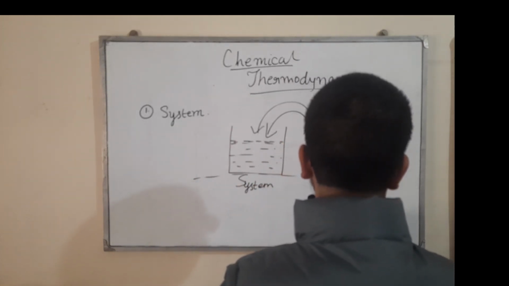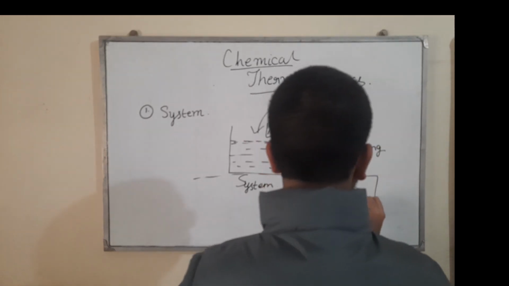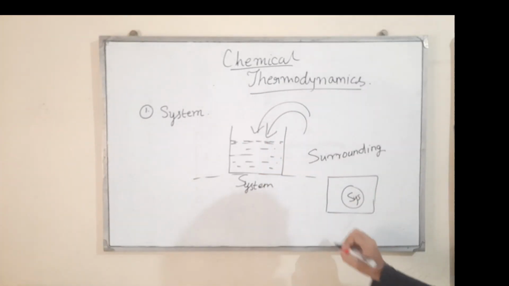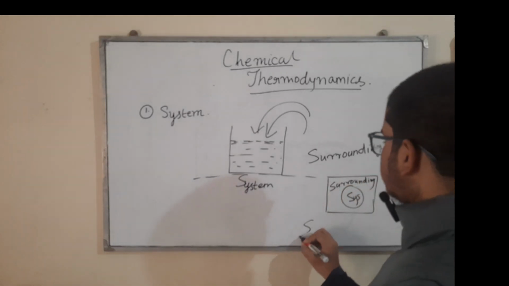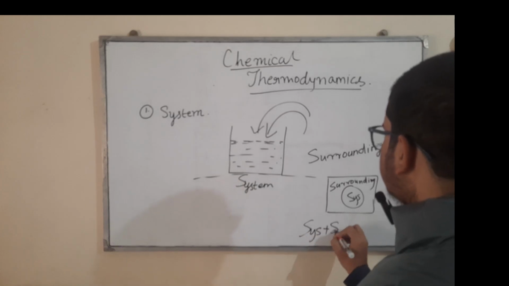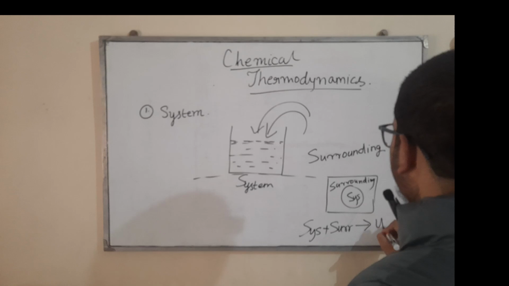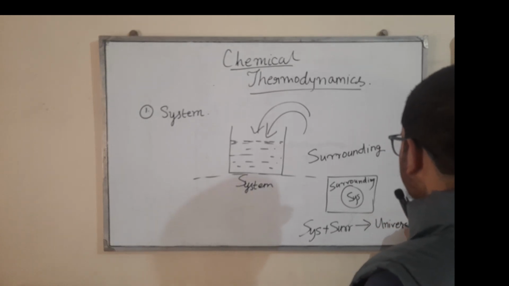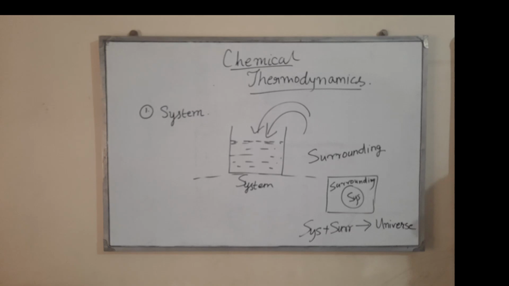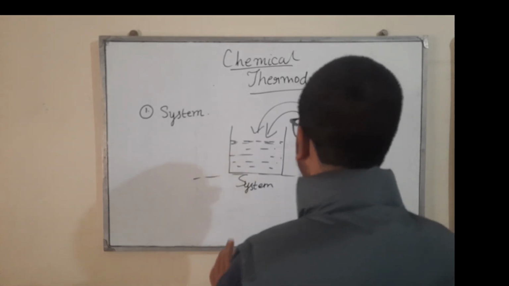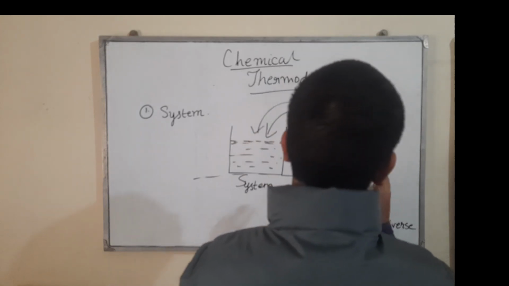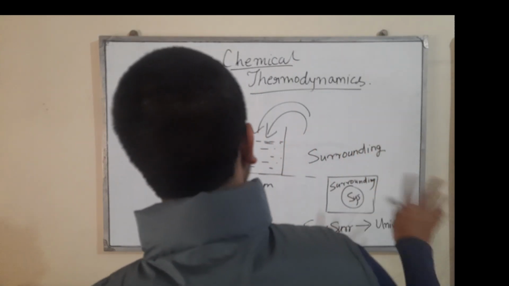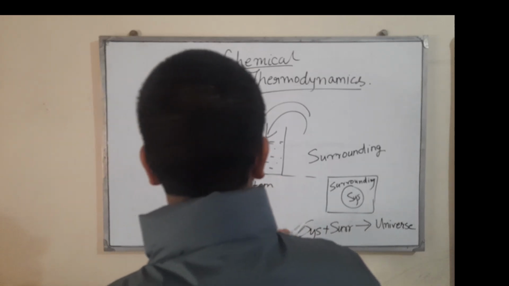So, if I represent this through a Venn diagram, this is your system and this is your surrounding. System plus surrounding gives you the universe. Universe is what the entire system plus surrounding makes up. Anything which is not the system is the surrounding, and it is not under focus or under our attention. It does not require our attention because we are only interested in the system.